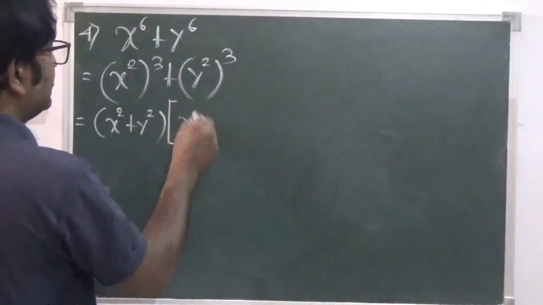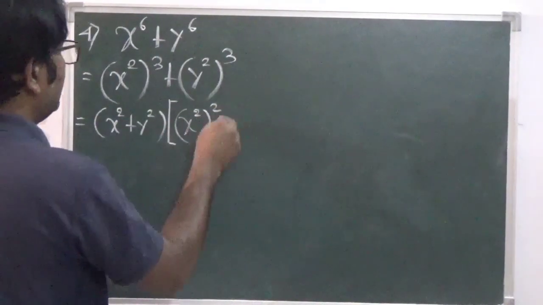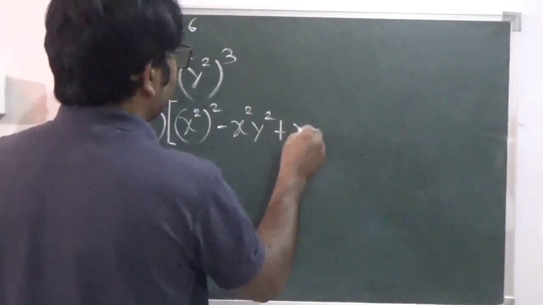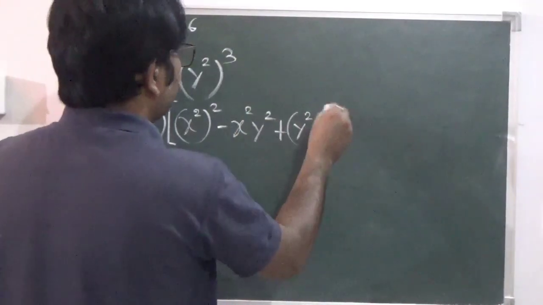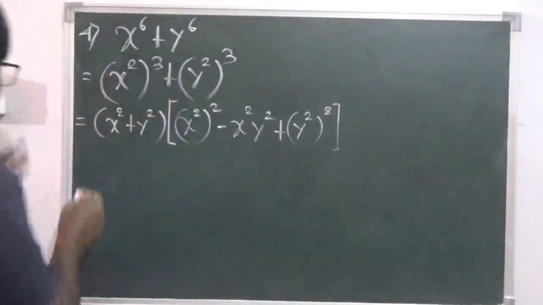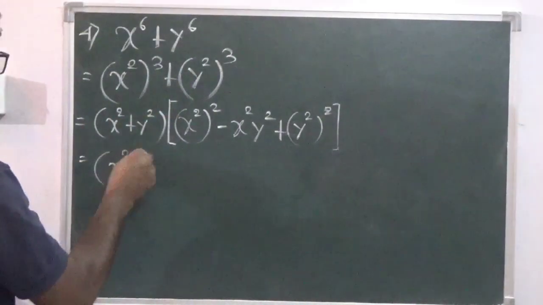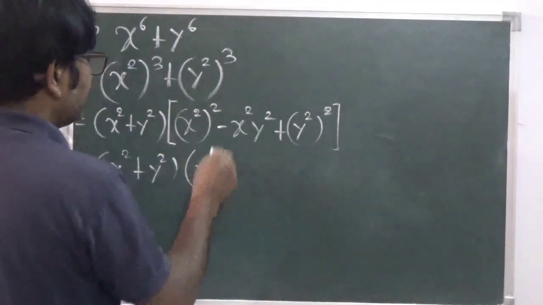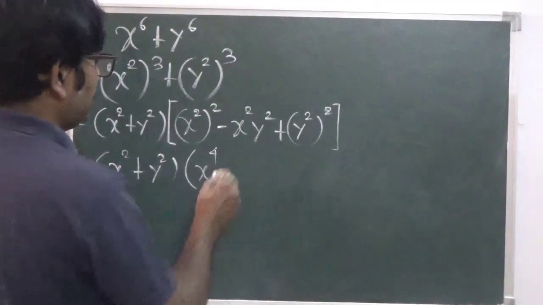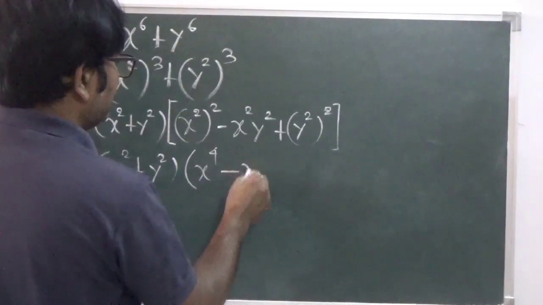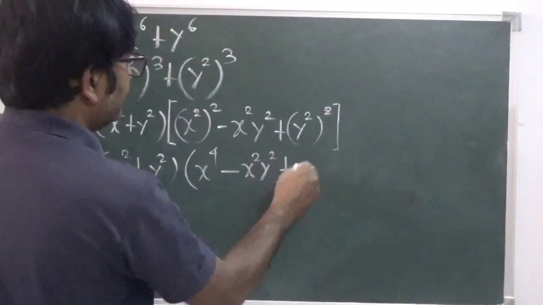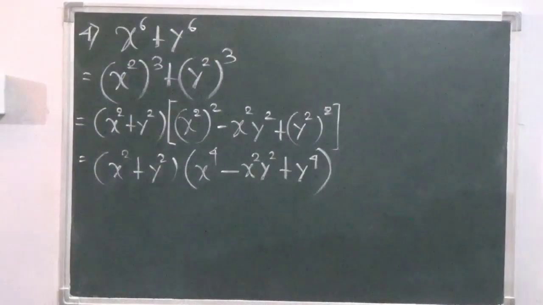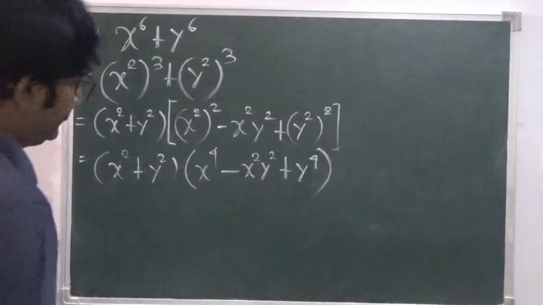square, that is minus x square y square plus y square power 2. This will be x square plus y square, and this is x power 4 minus x square y square plus y power 4. Can we further do it? Let us see.